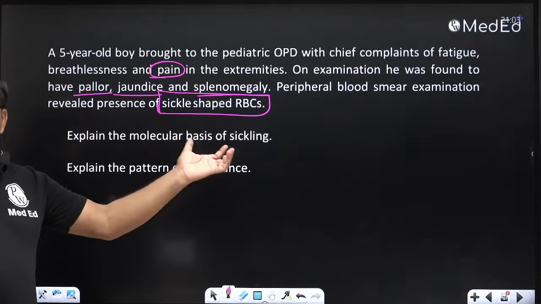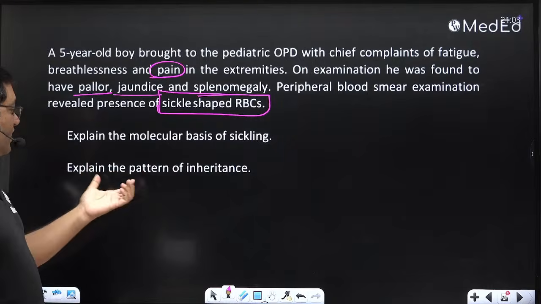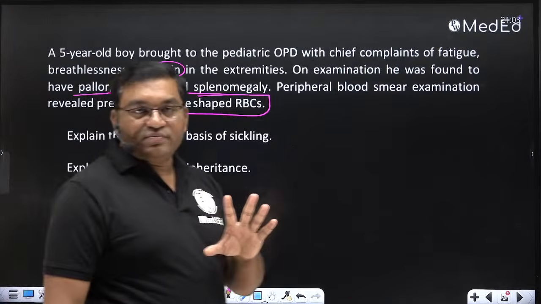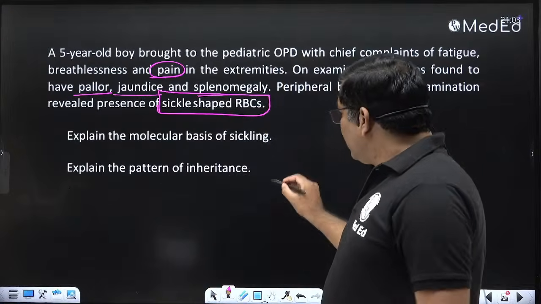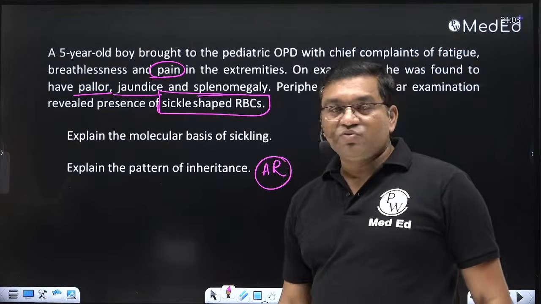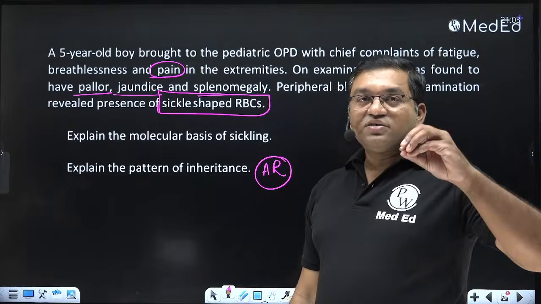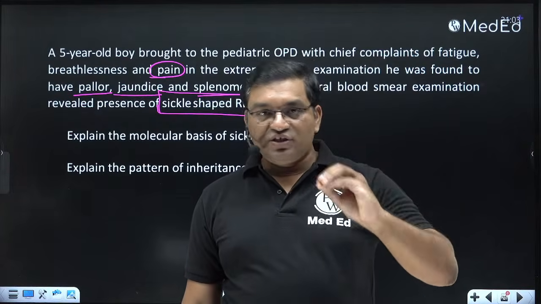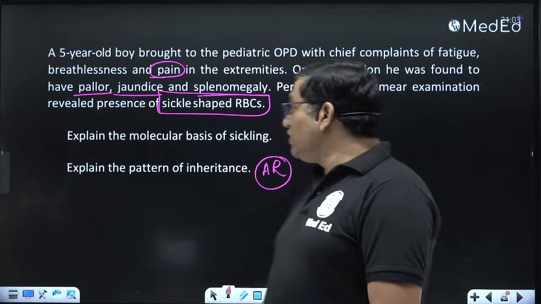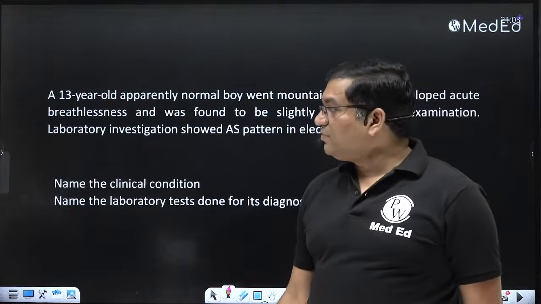Explain the molecular basis of sickling, meaning why sickle-shaped RBCs form, and explain the pattern of inheritance. The pattern of inheritance is autosomal recessive, so you will have to work out the autosomal recessive pattern. And explain the molecular basis of sickling. This starts with the point mutation. Okay, we'll discuss this also.